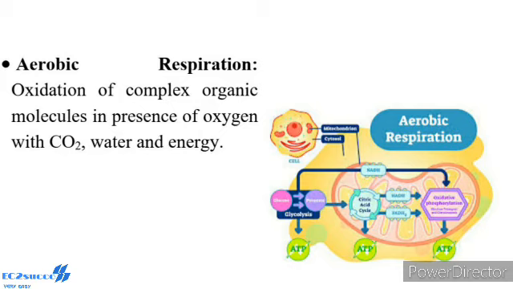Cellular respiration may be classified into two types according to its dependence on oxygen. Number 1, aerobic; number 2, anaerobic. In aerobic respiration, organic food is completely oxidized with the help of oxygen, which is the terminal oxidant, into carbon dioxide and water. Aerobic respiration occurs in mitochondria. 686 kilocalories or 2870 kilojoules of energy per molecule of glucose is liberated during aerobic respiration. The earlier estimate was 673 kilocalories.